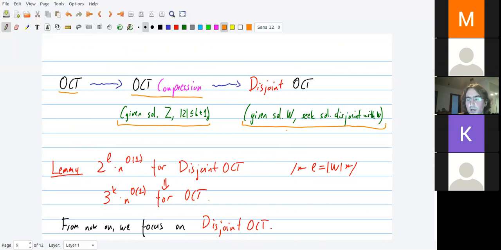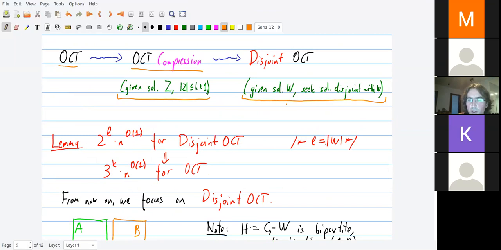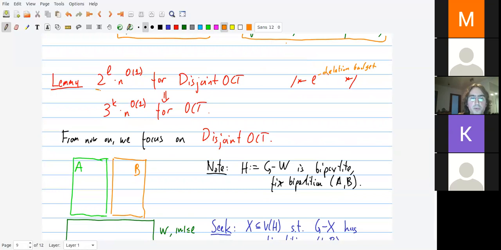is the deletion budget in the disjoint odd cycle transversal. And the same reasoning as before shows you that if I am able to solve this one in time 2 to the power L, then I'm able to solve the original problem in time 3 to the power L.